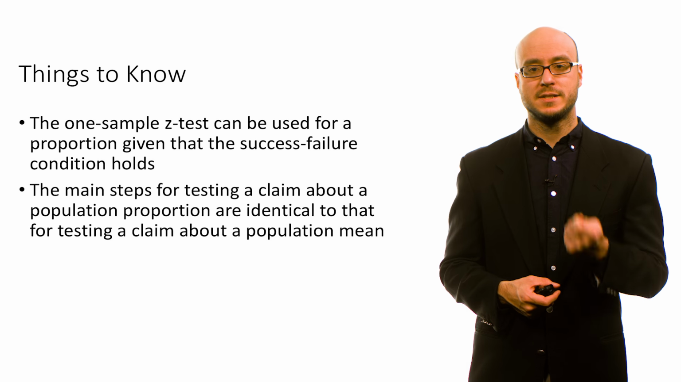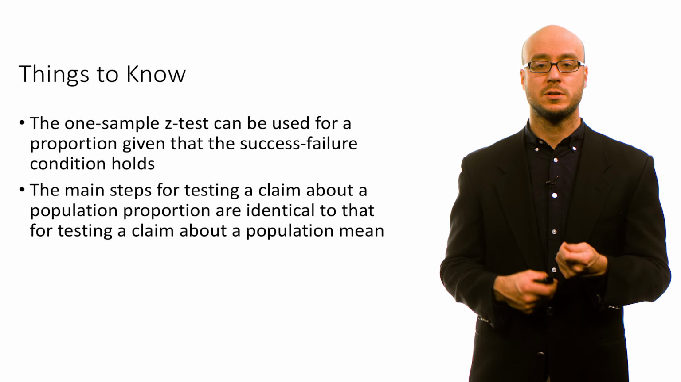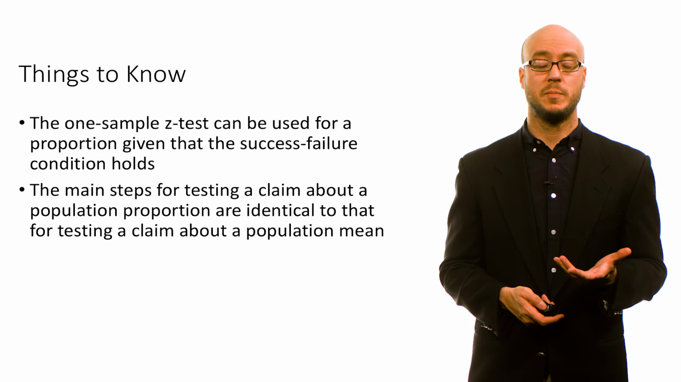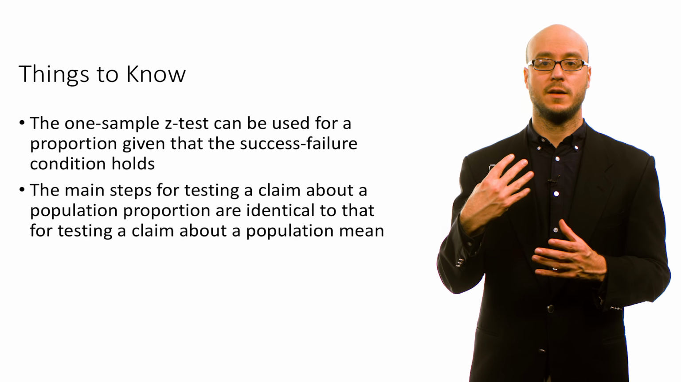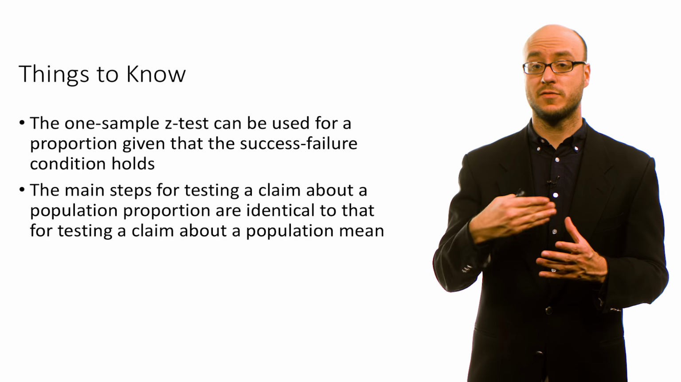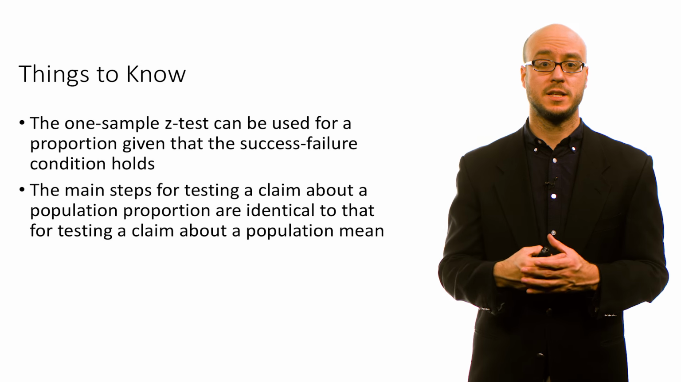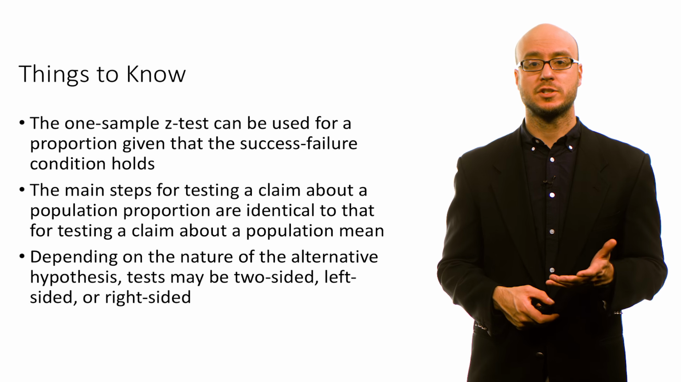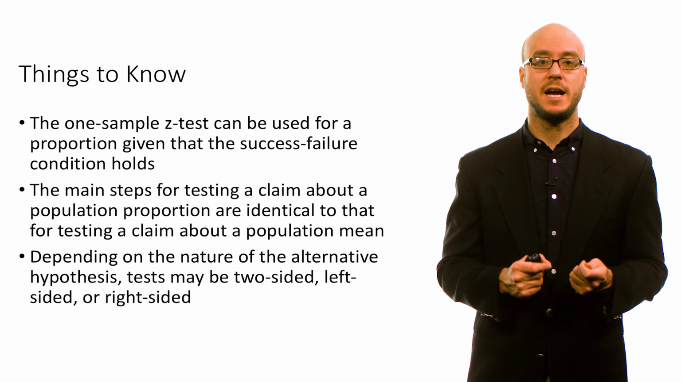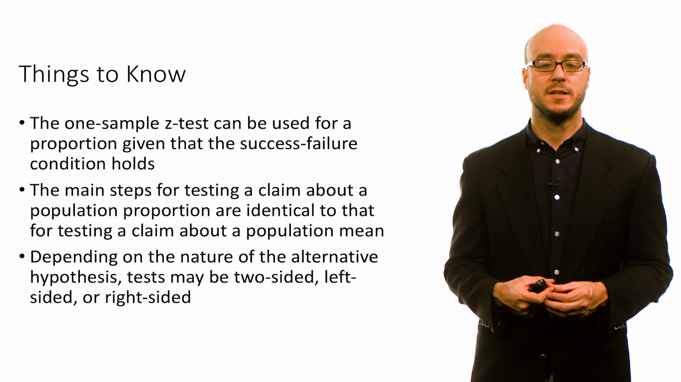The main steps for testing a claim about a population proportion are identical to those for testing a claim about a population mean. This is where statistics is quite forgiving, in the sense that the steps for hypothesis testing are pretty consistent. Depending on the nature of the alternative hypothesis, we might have two-sided, left-sided, or right-sided tests. And with that, we've concluded our discussion of the one-sample z-test for a sample proportion.